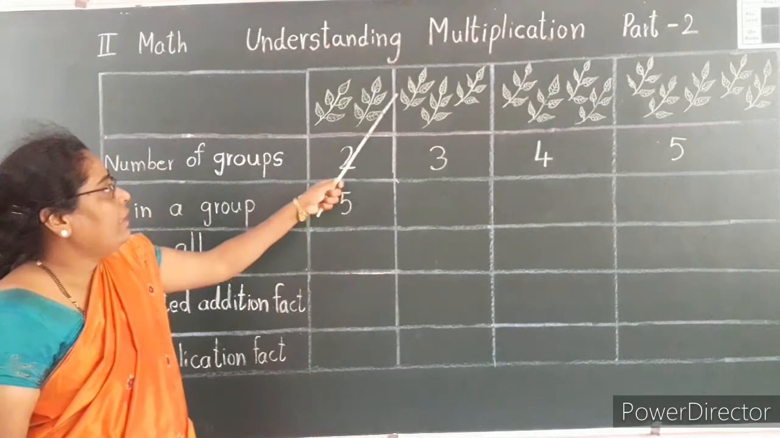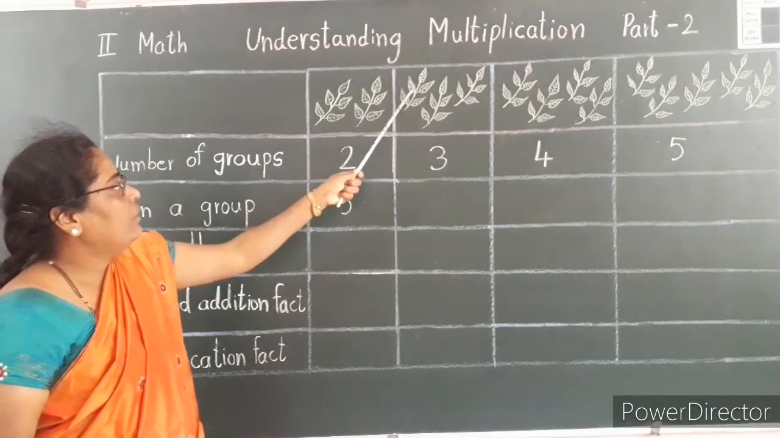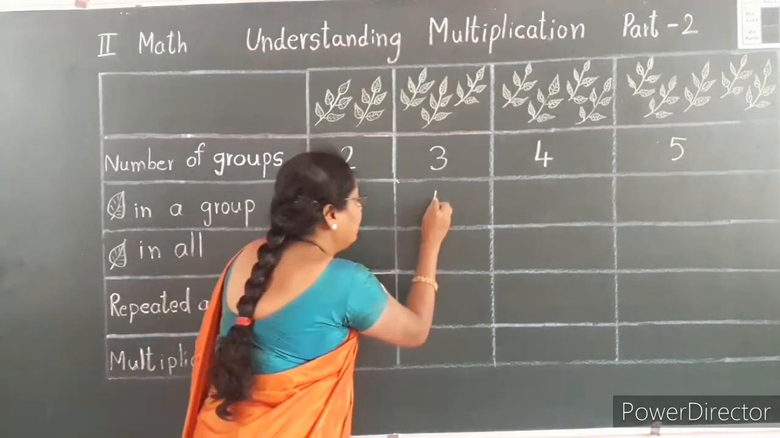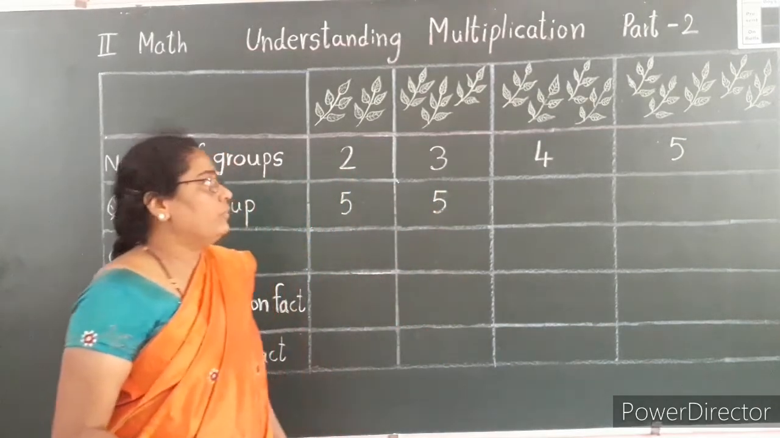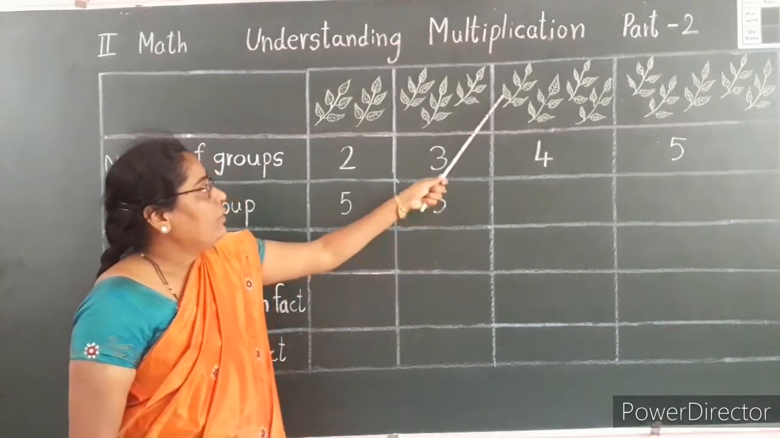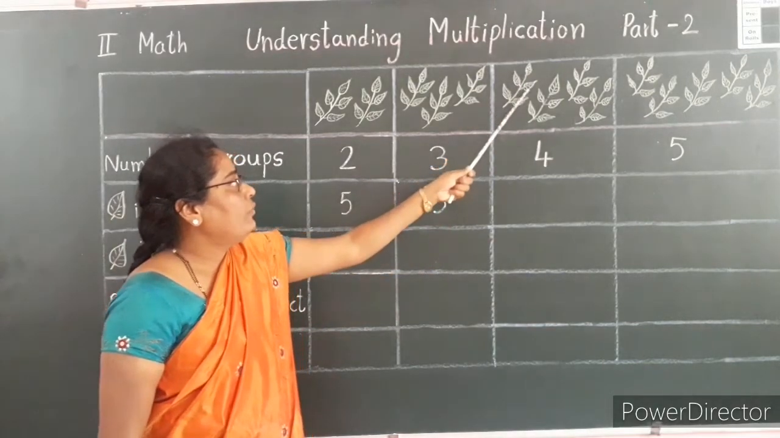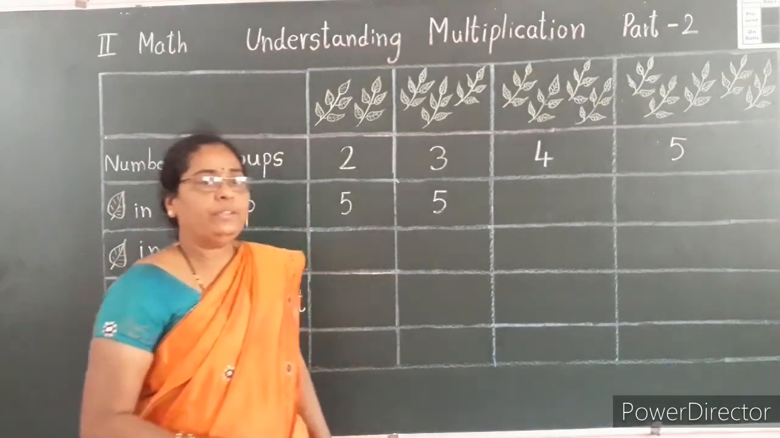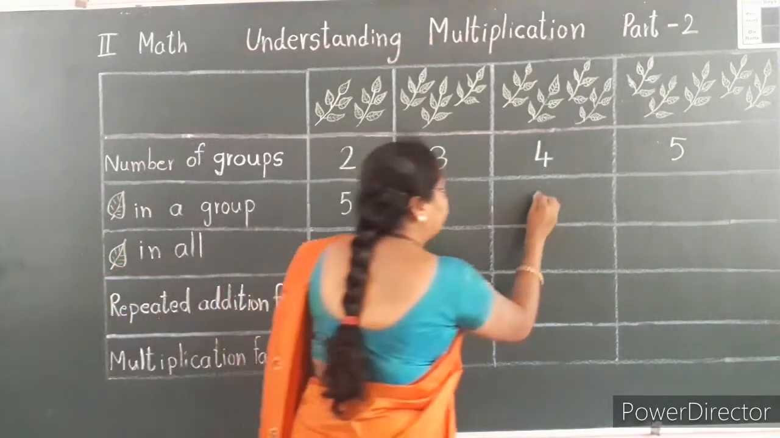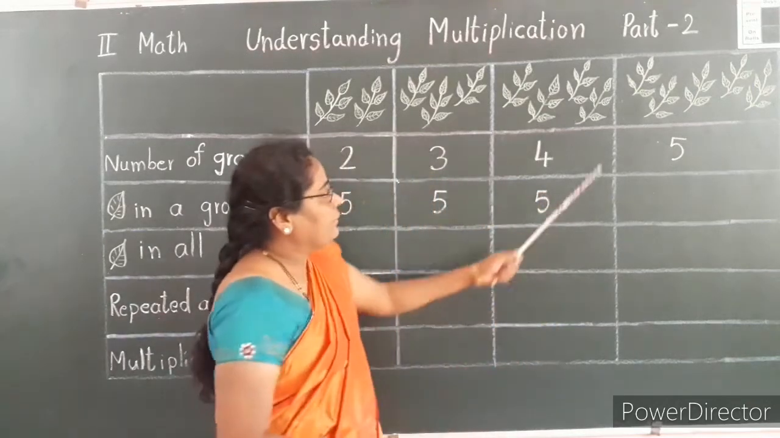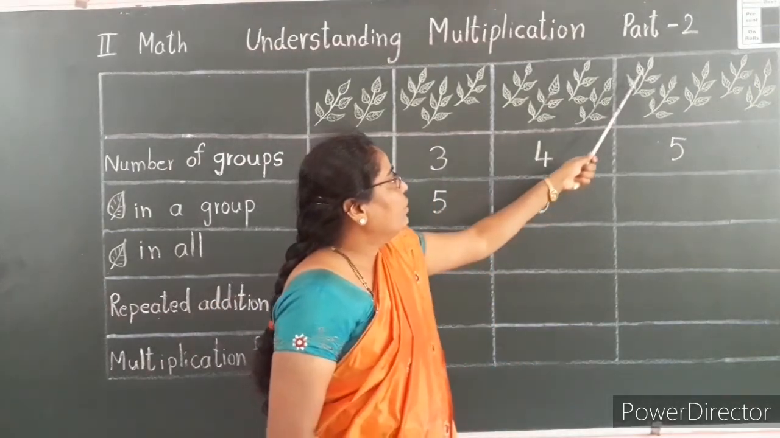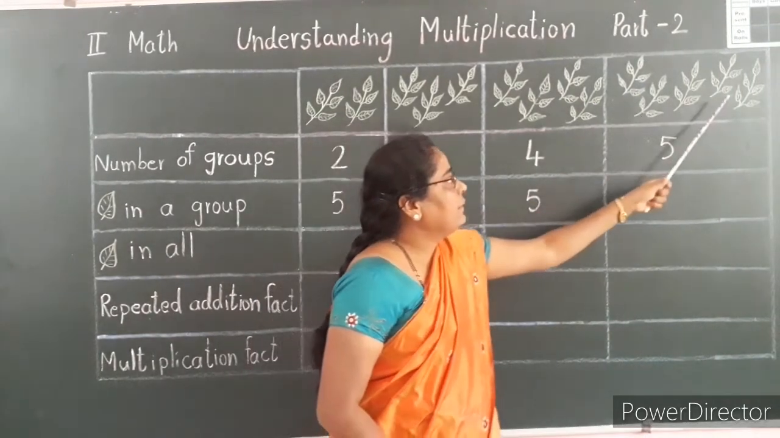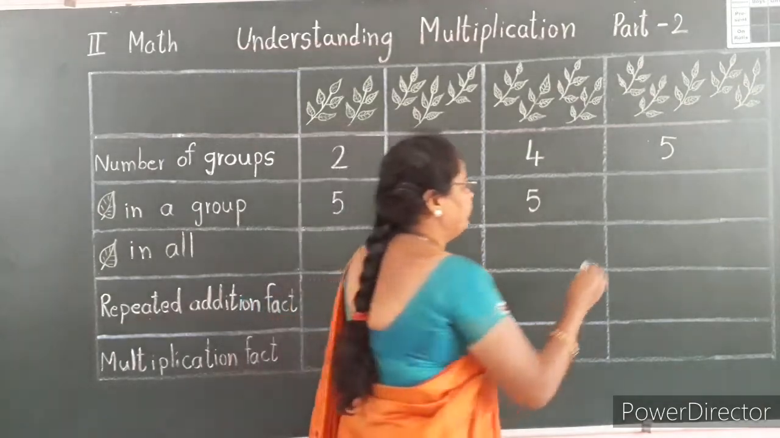Now in the second one, here are some. 1, 2, 3, 4, 5. Yes, 5 leaves in each group. Next one, 1, 2, 3, 4, 5. Yes, there are 5 leaves in one group. Next one here, 1, 2, 3, 4, 5. Yes, in all the bunches there are 5 leaves.